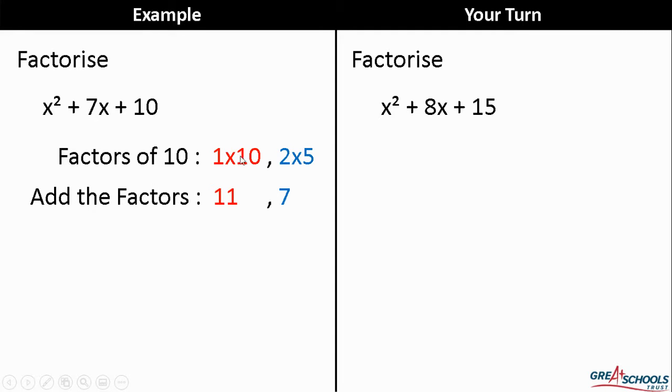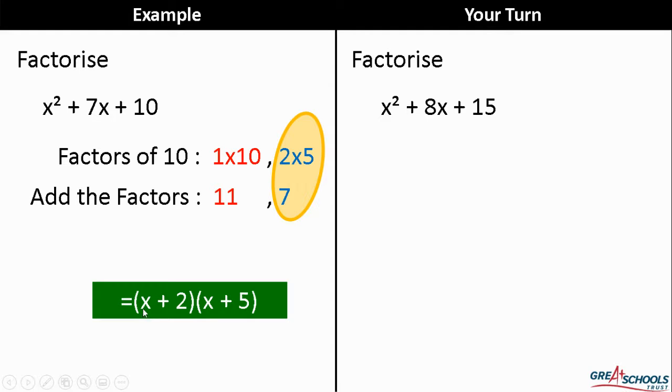Add the factors. 1 and 10 is 11. That's no good. I want 7. But if I add 2 and 5, I get 7. Therefore, I have found the two factors that I need. The two factors I'm interested in are the 2 and 5, because when they're added together, they give me 7. So I have now almost all I need for my solution.